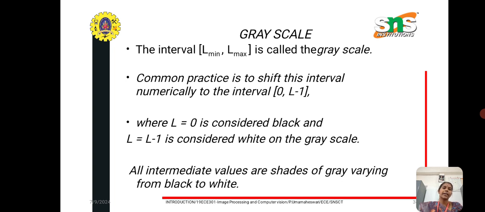The common practice is to shift this interval numerically to the interval 0 comma L minus 1, where l equal to 0 is considered black and l equal to L minus 1 is considered white on the grayscale. All intermediate values are shades of gray varying from black to white.